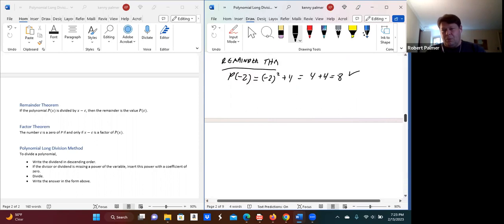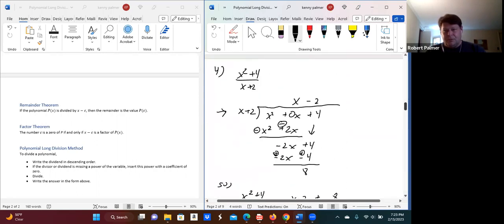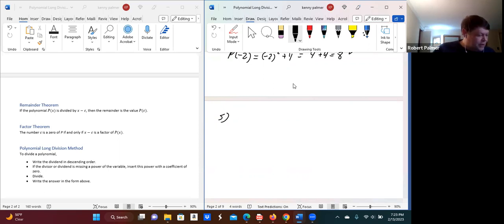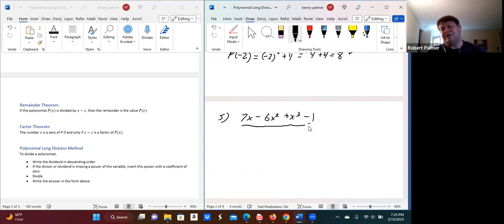Let's do one more, number 5. Okay, this time let's do a larger polynomial, and let's actually write it. So let's say we have 7x minus 6x squared plus x cubed minus 1, okay? And we're dividing that by x minus 1.